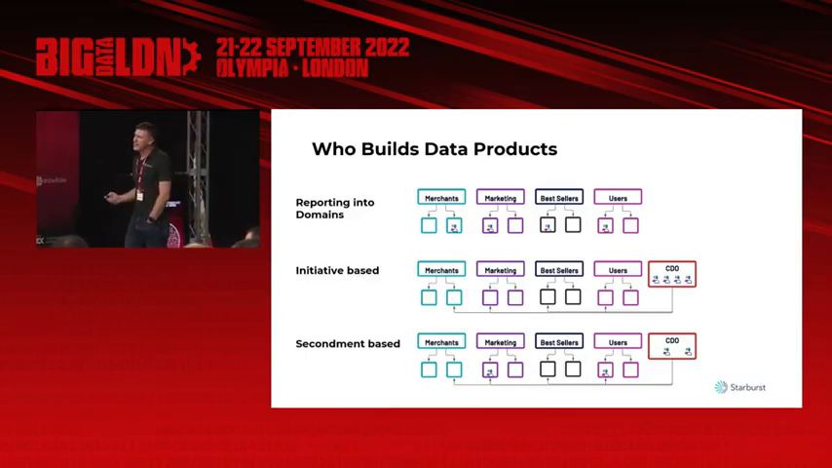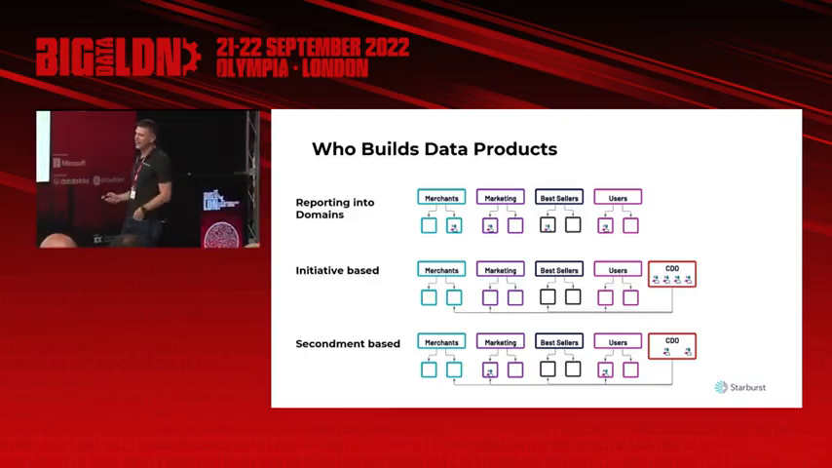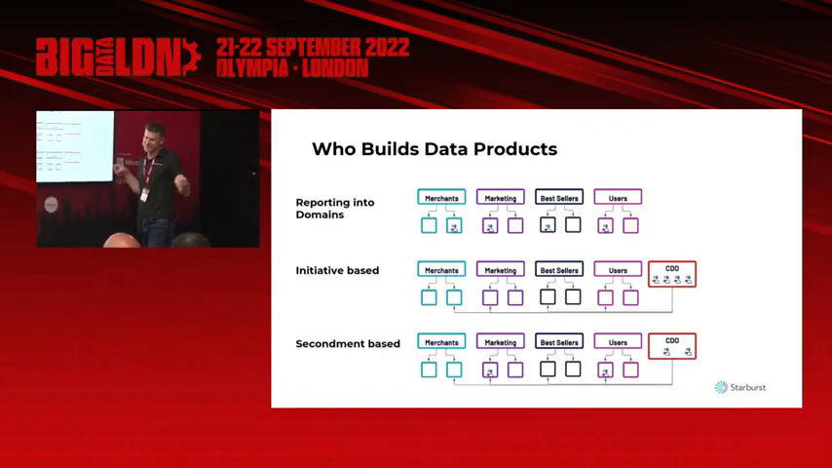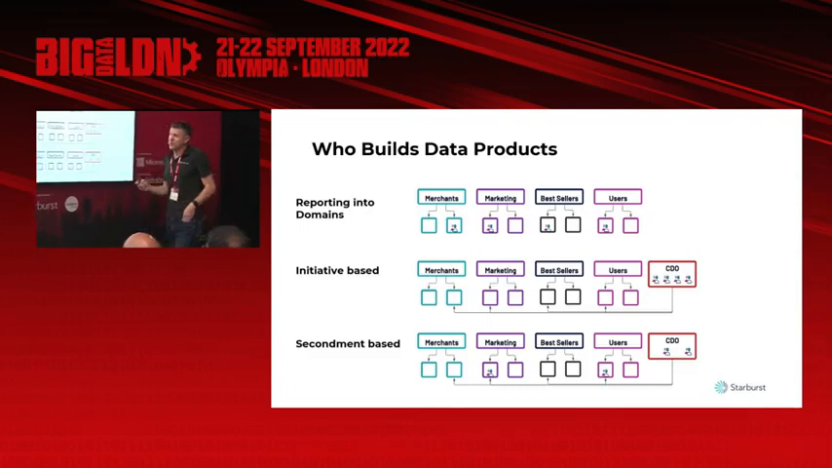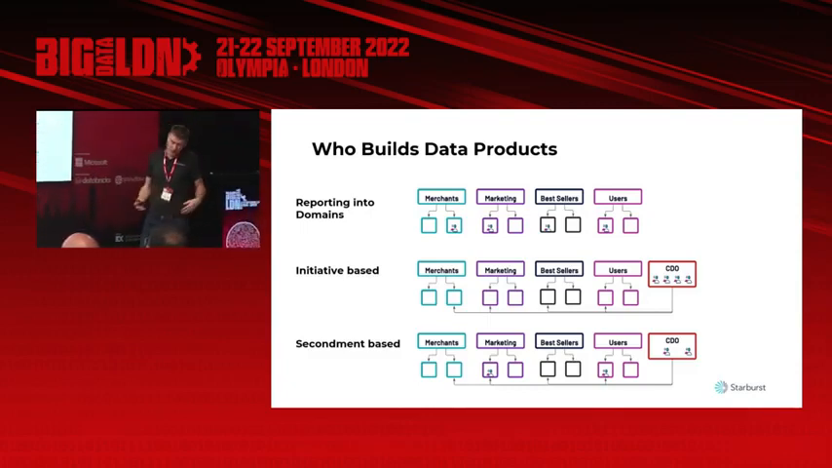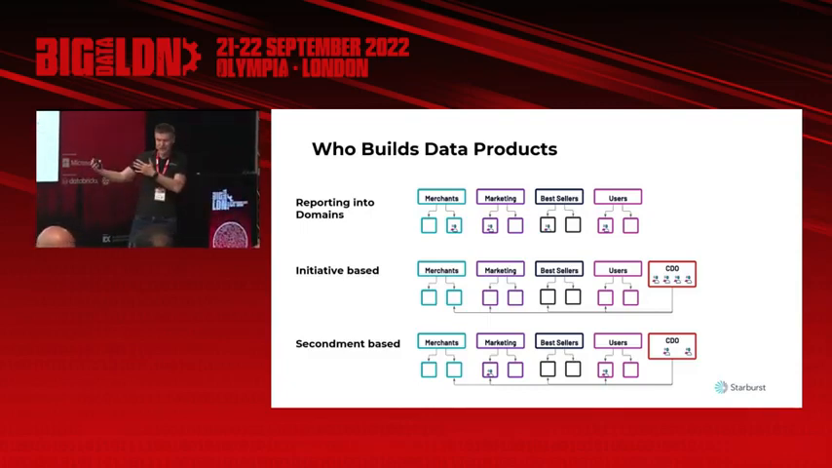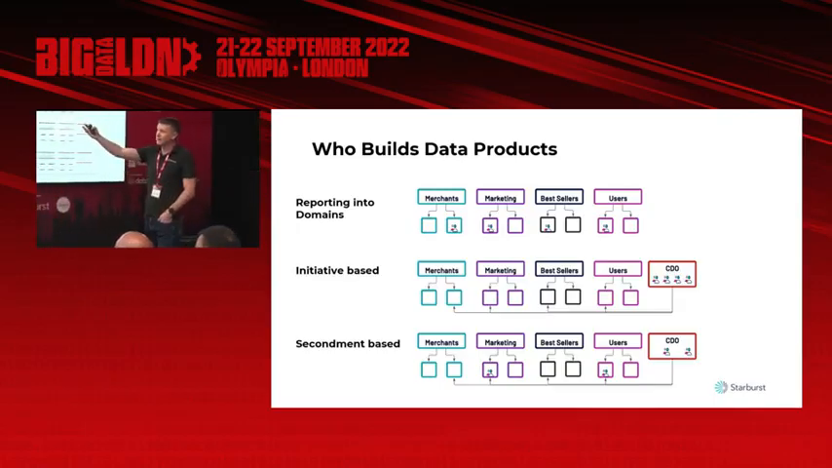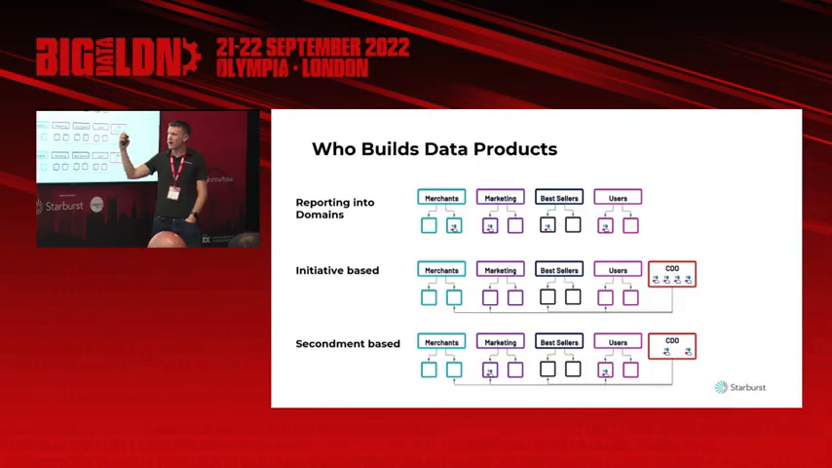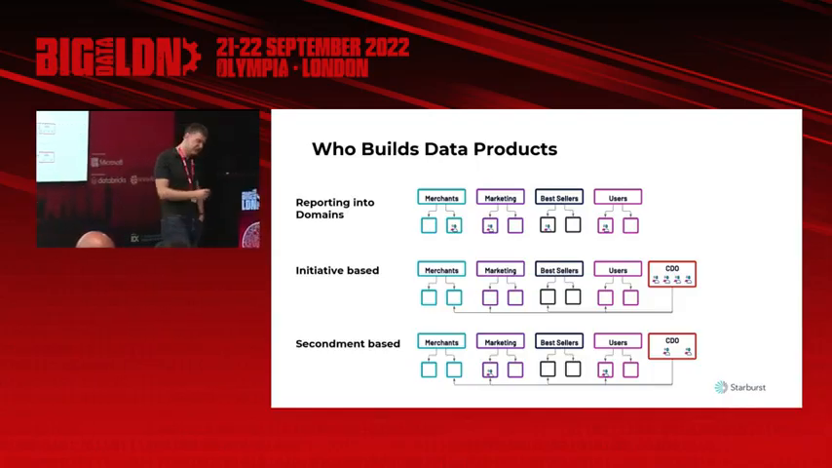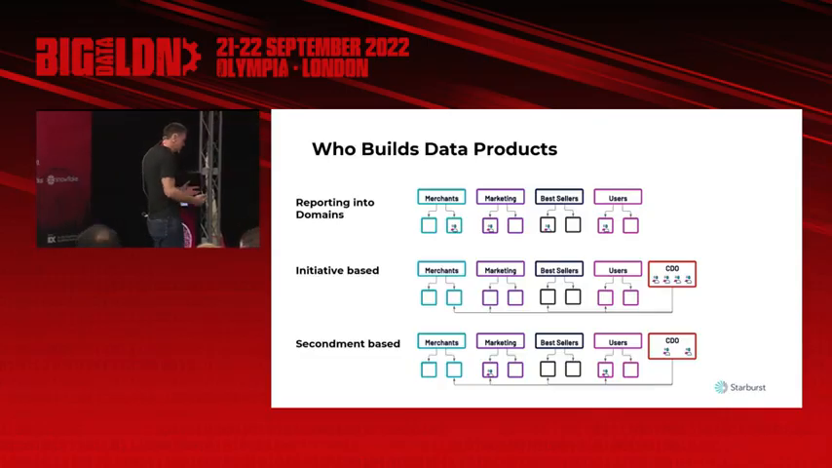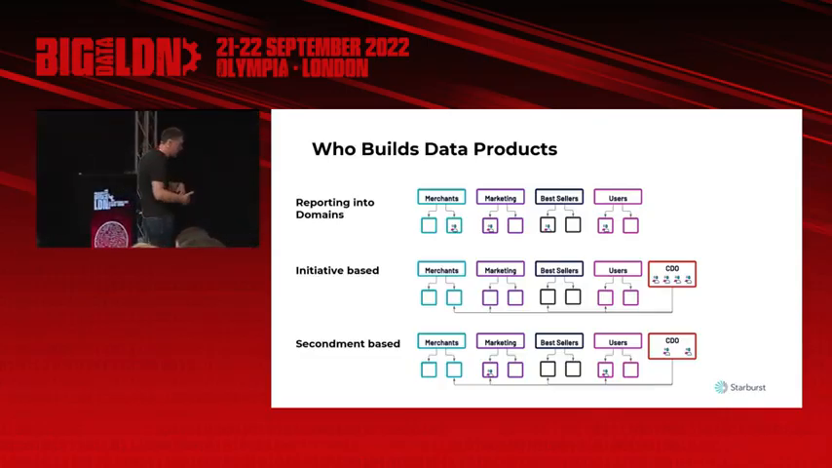And I'm going to speed up a little bit here. This gets us into, well, how do we get those people from the central data team into the domains? Broadly, there are three approaches that I've seen. Those data engineers, data scientists, data modelers, data architects, whatever, now live in the domains, and they report into things like marketing and users in this case, or the different domains. You may have an initiative-based approach, which is, we have a project, we're going to give you some people, you're going to do the project, and they're going to come back.